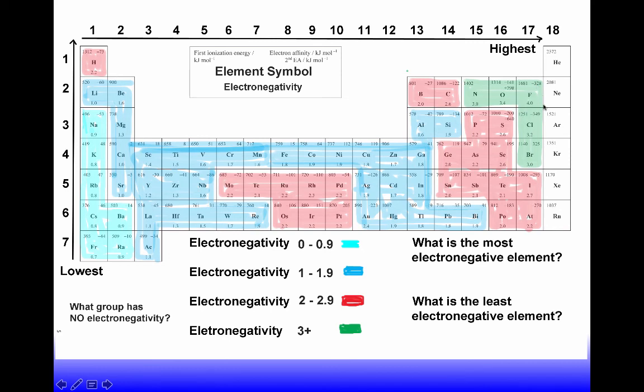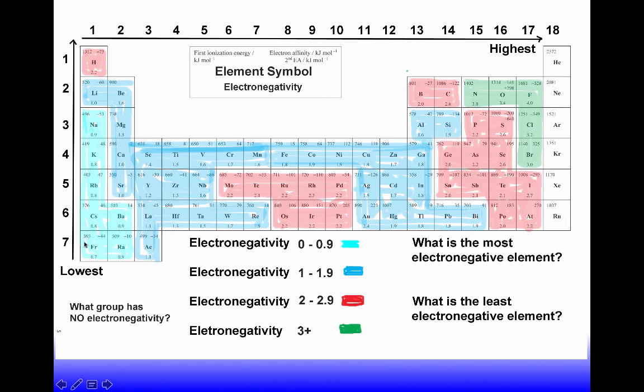So as you can see, fluorine has a value of 4. It is by far the most electronegative atom. If you go down here, francium is 0.7, but really francium doesn't exist because it's got a very short radioactive half-life, so there's really none of it available to study. But cesium has a 0.8, so that's pretty much our lowest value.